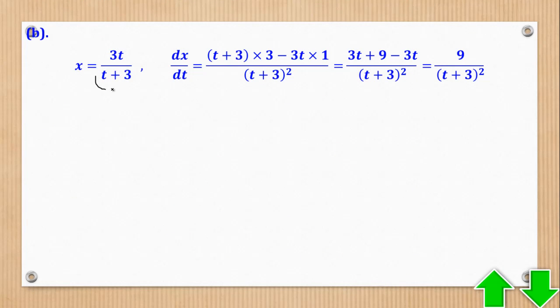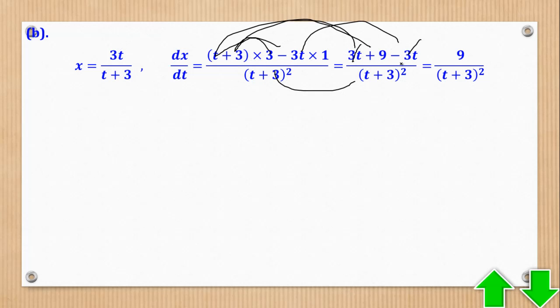So first is to keep the denominator constant and differentiate the numerator, which is that, minus, keep the numerator constant, differentiate the denominator, give that. Then divide by the square of the denominator. So there you have differentiated. Next is to simplify. So open this bracket, 3 times this is 3t, 3 times this is 9, then minus 3t over that. So this and this cancels, remain with 9 alone and this in the denominator. So that is dx dt.